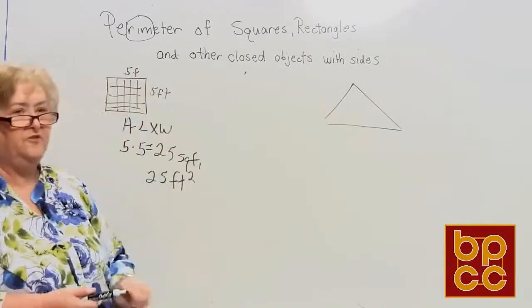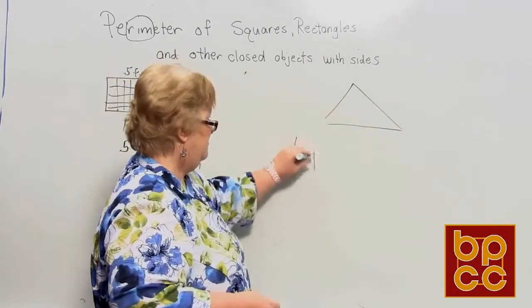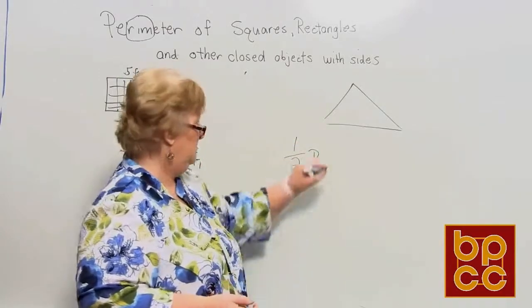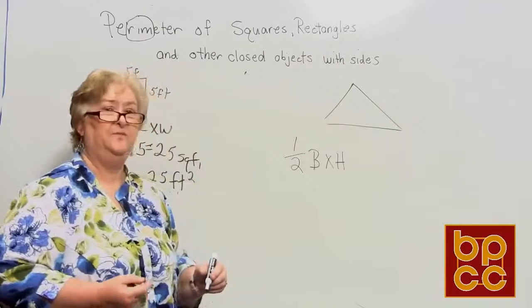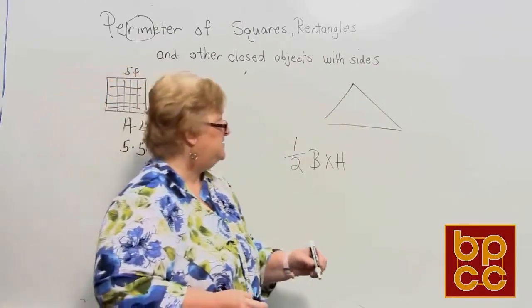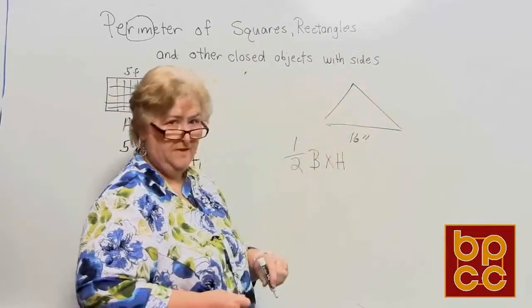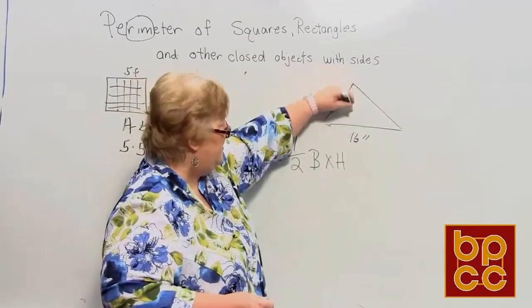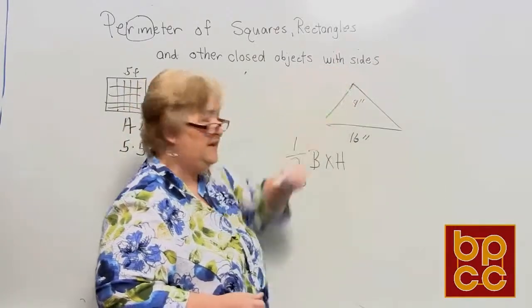Okay, the formula for the area of a triangle is this: 1/2 the base, which they have to tell you, times the height, and of course because we're doing area it has to be square feet and square meters, miles, whatever you're doing. Okay, let's say that my base is 16 inches and I have to identify the height of the triangle for you, so I'll say that that's 8 inches.